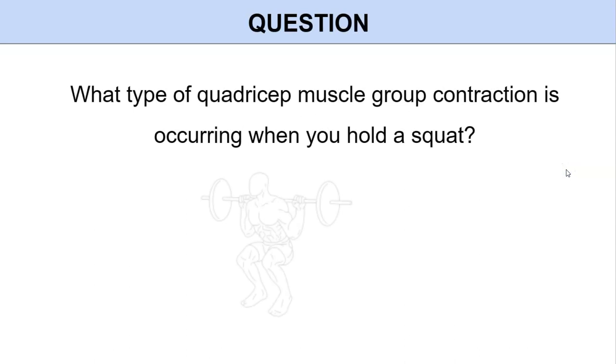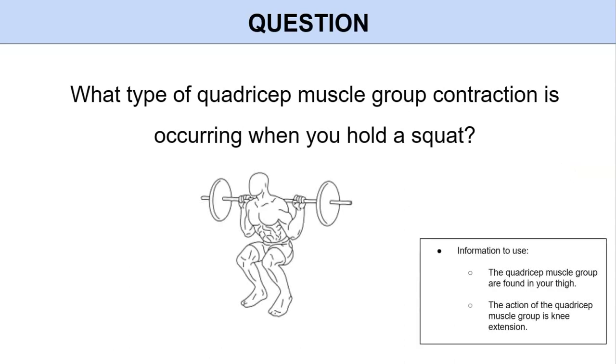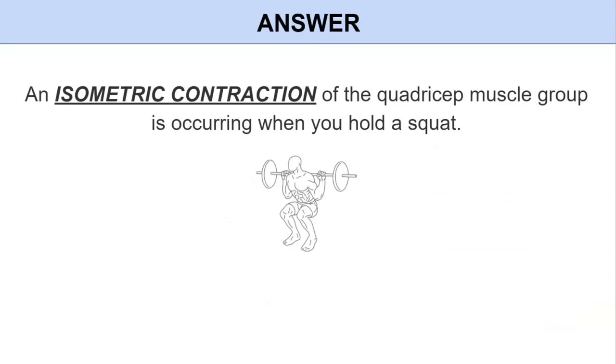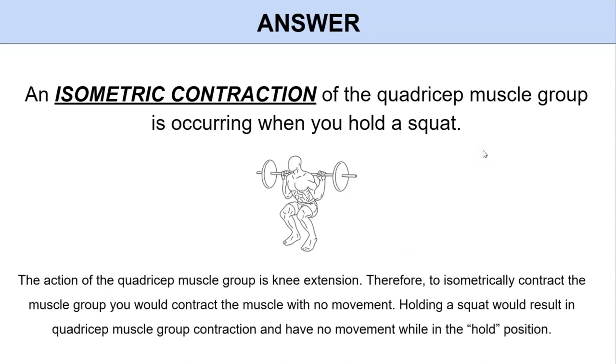Question: what type of quadricep muscle group contraction is occurring when you hold a squat? And please refer to the information in this box. Answer: an isometric contraction of the quadricep muscle group is occurring when you hold a squat. Again, this is because the action of the quadricep muscle group is knee extension. Therefore, to isometrically contract the muscle group, you would contract the muscle with no movement. Holding a squat will result in the quadricep muscle group contracting, but having no movement while holding that position.